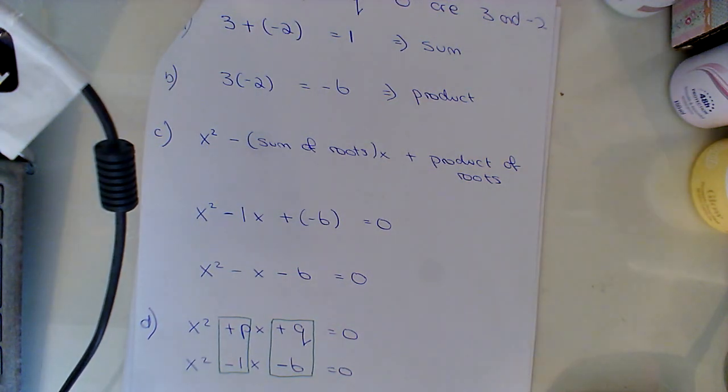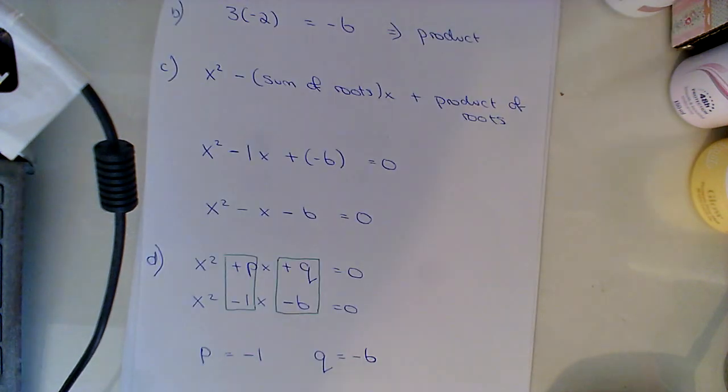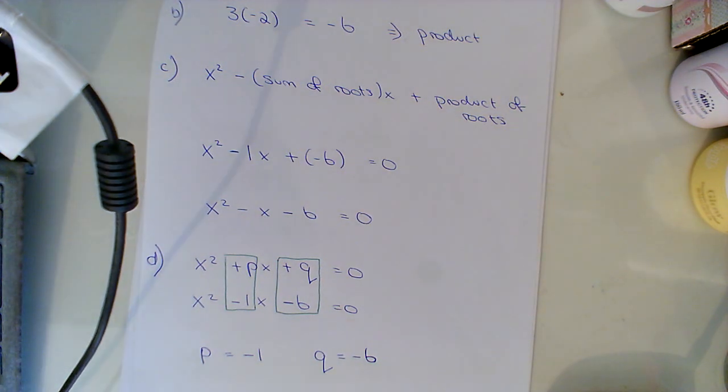Part D of this question then says, using the equation in C, find the value of p and q. So I wrote down the original question was x squared plus px plus q is equal to 0. So now I rewrote down what I had here, which is x squared minus 1x minus 6. p is replaced by minus 1 and q is replaced by minus 6. So the value of p is equal to minus 1 and q is equal to minus 6. Question 12 is the exact same as question 11, so you should have no problem doing that one if you follow the same layout as question 11.